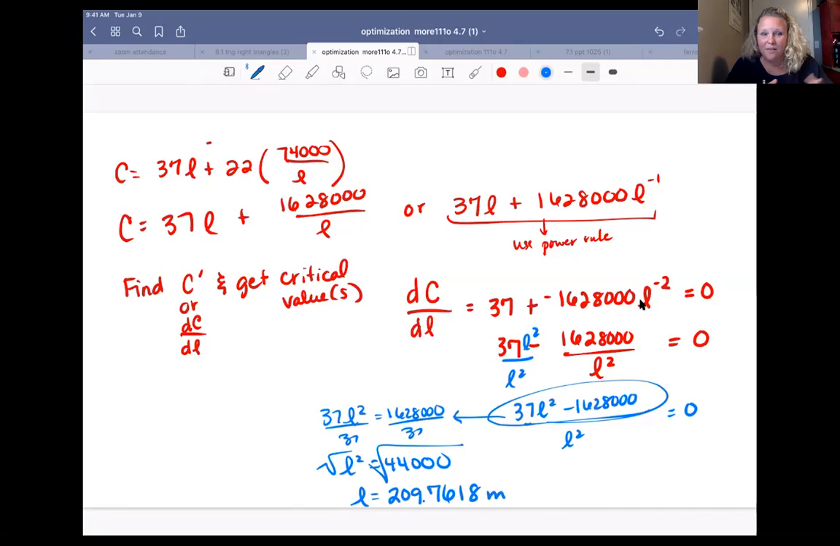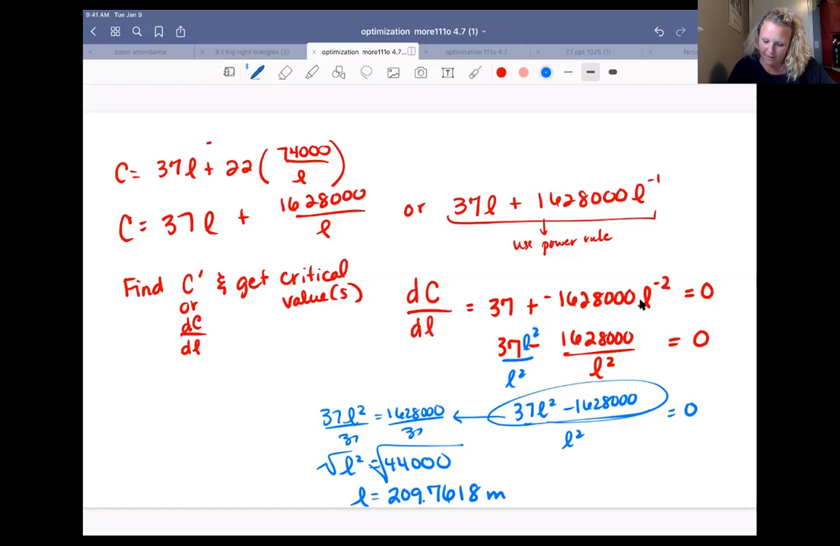But all I did is take the derivative of the cost function, set it equal to 0, do some algebra, make a common fraction, set the numerator equal to 0. There's another way you could have done that, but this is what you get for length. It's really plus or minus, but we are not concerned with a negative 209 meter fence because that would be in another dimension and we wouldn't use it. So we're only going to use the positive square root here.